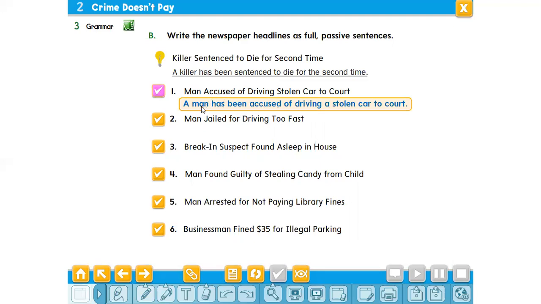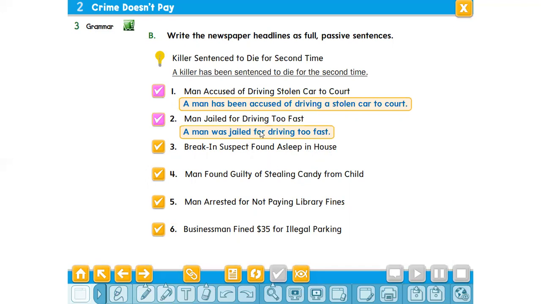Has, because the subject is singular. Plus have or has, we will use been, the past participle of verb to be, and the past participle of the main verb. Man jailed for driving too fast. Where is the main verb? Excellent. Jailed. We will use a full passive sentence. A man was jailed, in the past simple tense. Was plus past participle.